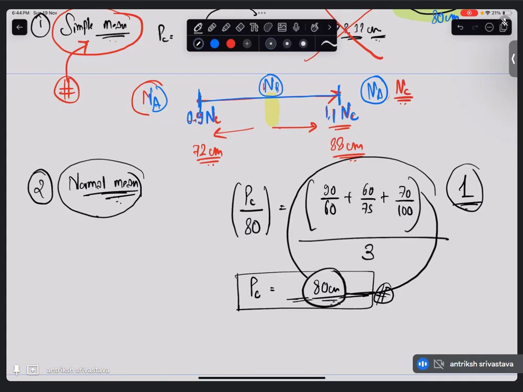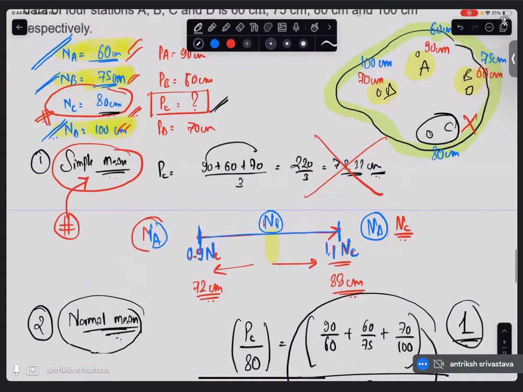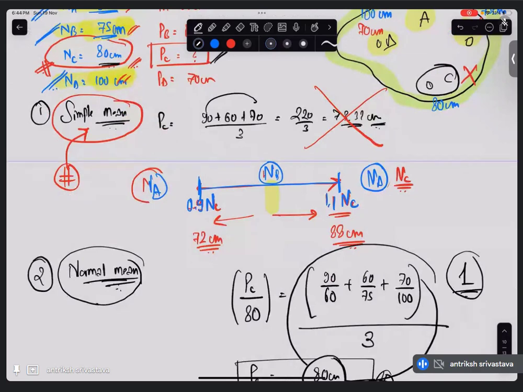But this is a special case. It is not always going to be this. So just remember when you have to use the normal mean method and when you have to use the simple mean method. What did we do in simple mean? We took the mean of the precipitation directly. What are we going to do in normal mean? We are going to take the mean of normalized precipitation.